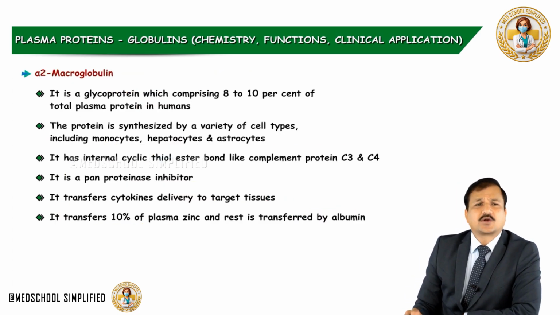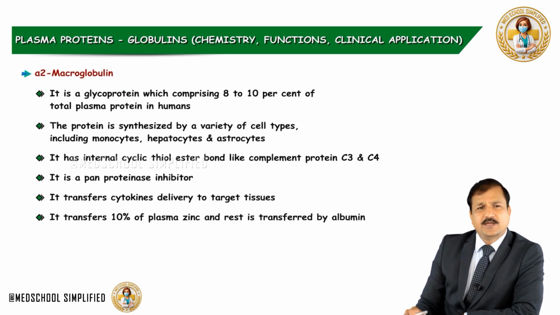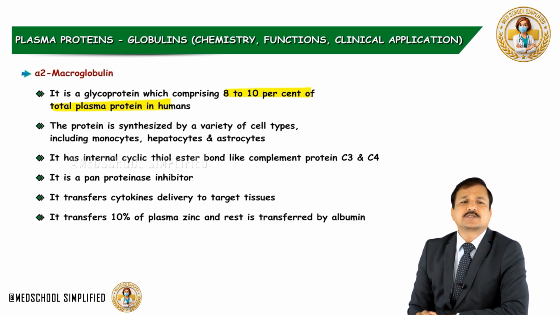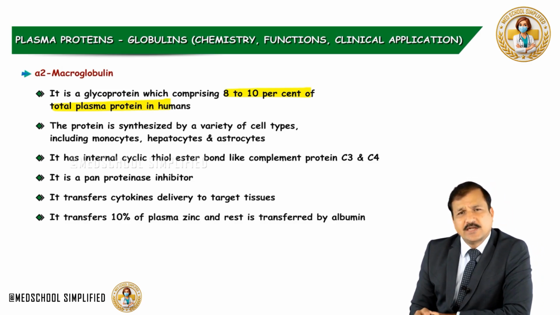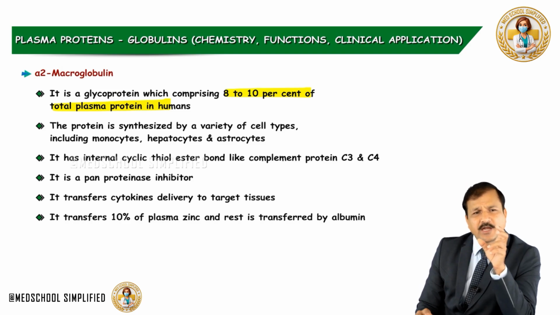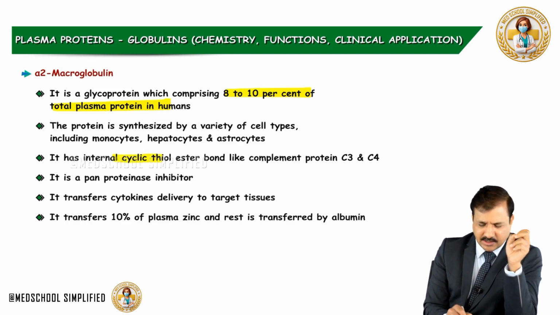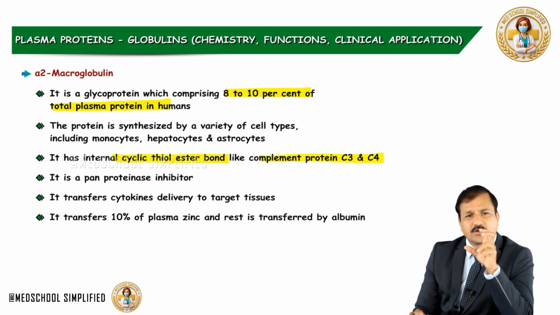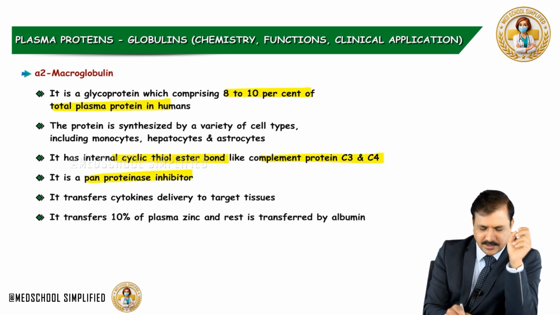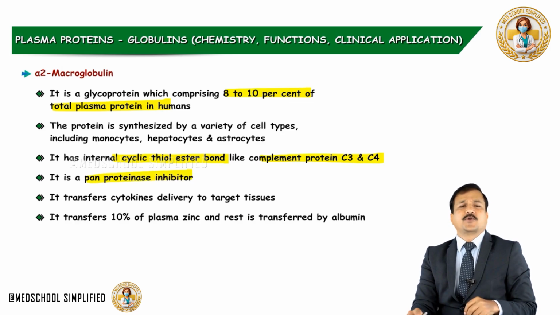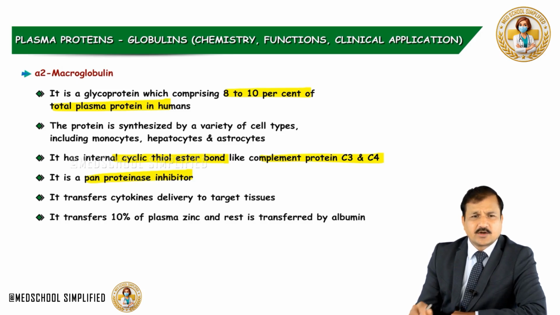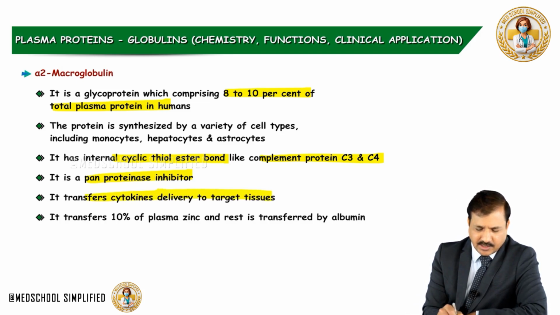Coming to alpha-2 macroglobulin. Alpha-2 macroglobulin is a glycoprotein which comprises 8 to 10% of total plasma proteins in humans. The protein is synthesized by a variety of cells including monocytes, hepatocytes, and astrocytes. Alpha-2 macroglobulin has an internal cyclic thioester bond like complement C3 and C4. It is also a pan-proteinase inhibitor, meaning it can inhibit most of the proteinases like elastase, collagenase, and others. It also transfers cytokines for delivery to target tissues.